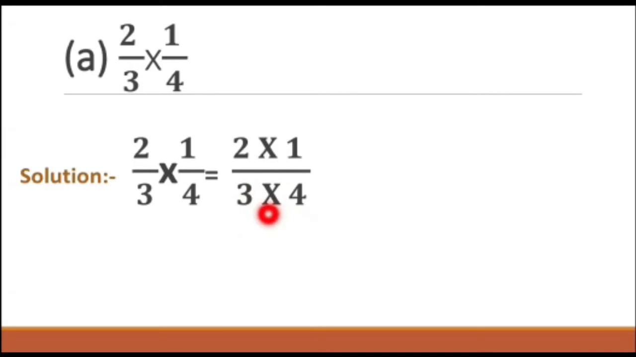So first we need to see that here 2 and 4 can be divisible, so we need to divide this by 2. So we can see that 2 ones are 2 and 2 twos are 4, right? Now we will multiply directly. So 1 ones are 1 and 3 twos are 6. So the answer is 1 by 6.